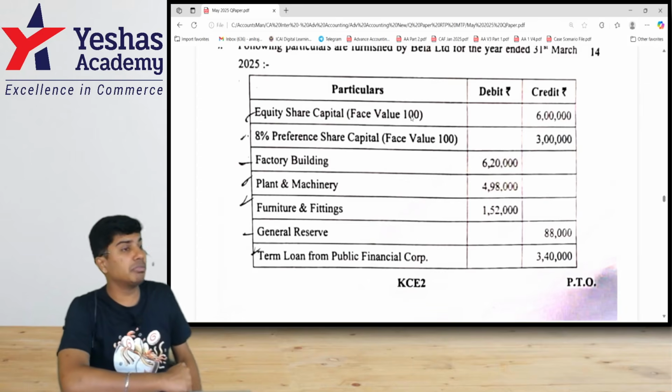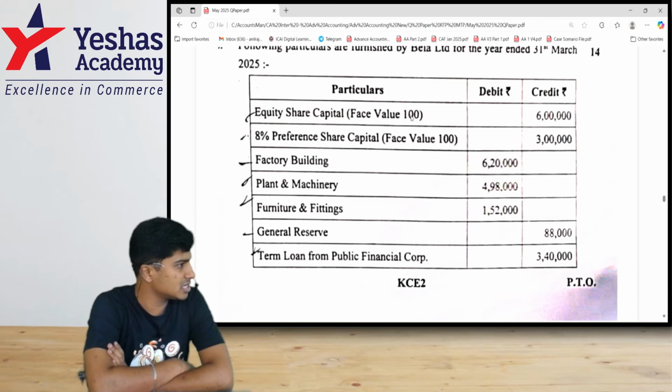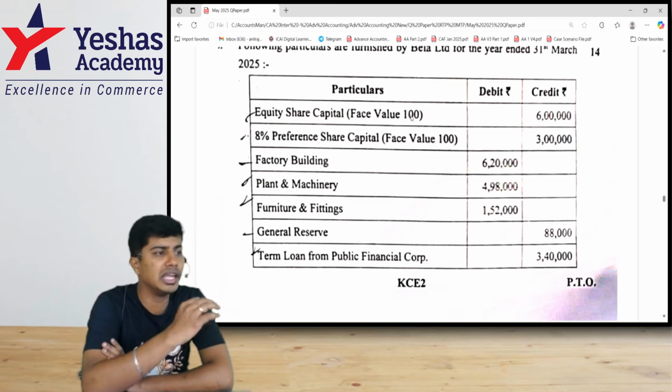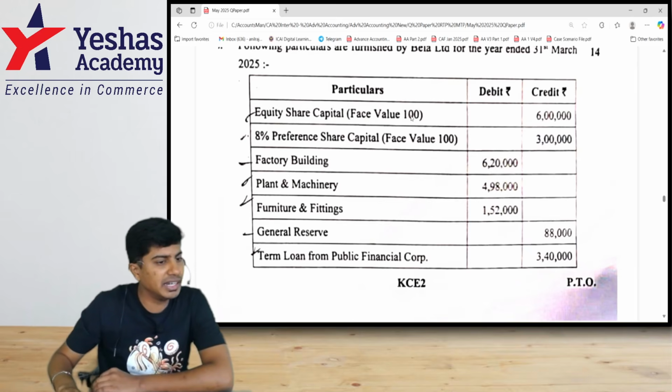Let's now solve question number 2 from our May 2025 examination paper. This question is on preparation of financial statements. They've not asked you to prepare both balance sheet and P&L. They've asked you to do only balance sheet with notes to accounts. Let's begin. Start reading the question.